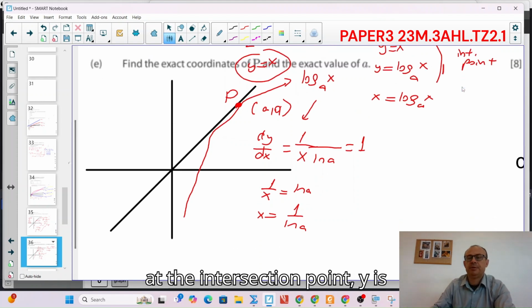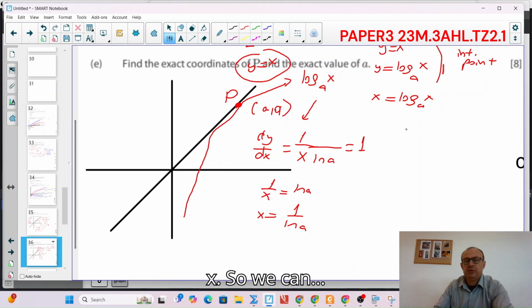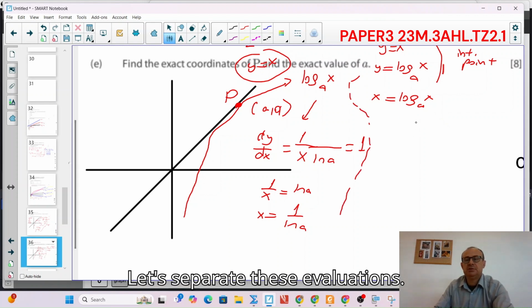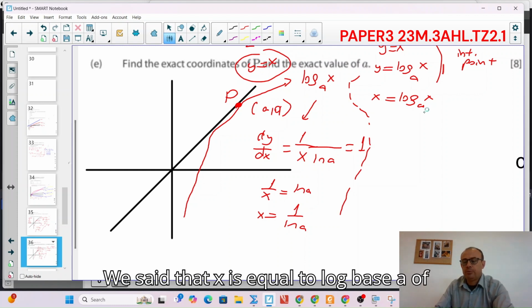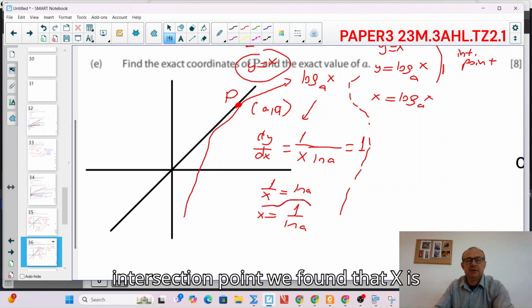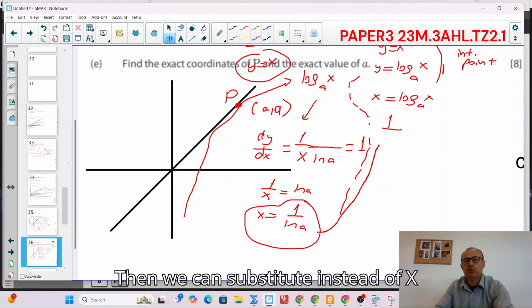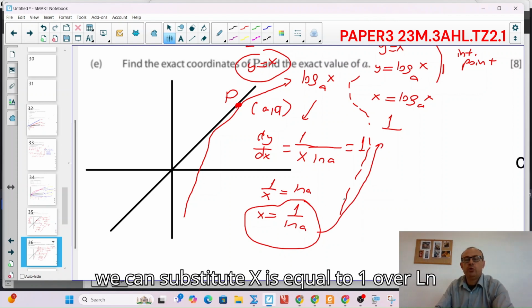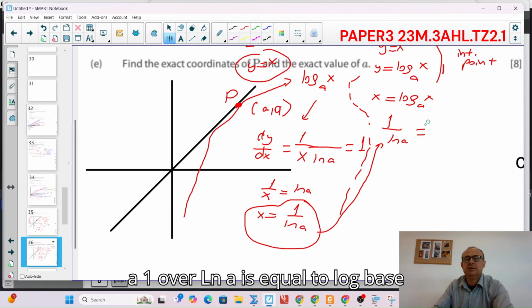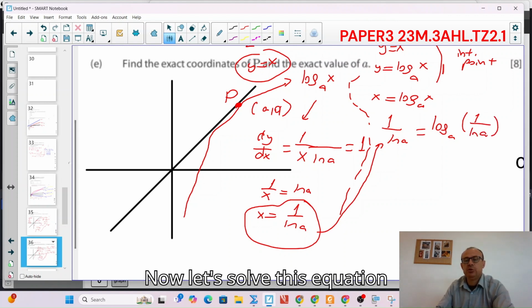Now, also we know that at the intersection point, y is equal to x is equal to log base a of x. Let's separate these evaluations. We said that x is equal to log base a of x, and for that intersection point, we found that x is equal to 1 over ln a. Then we can substitute x is equal to 1 over ln a. 1 over ln a is equal to log base a of 1 over ln a. Now let's solve this equation.